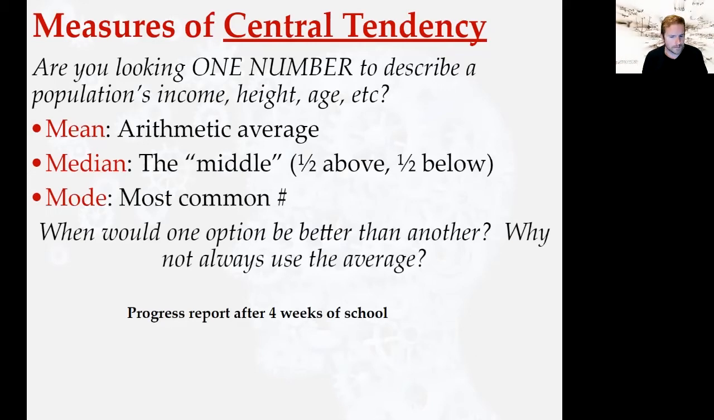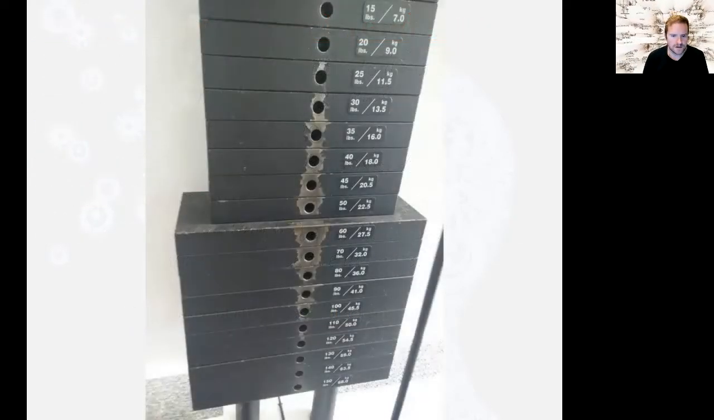When would one option be better than another? So I like to use this image here to help illustrate the idea of the bell curve, which is a review from the last time we talked about this in intelligence testing. So what do you notice about this in terms of weight? What is the most commonly used one and what are the least commonly used ones?